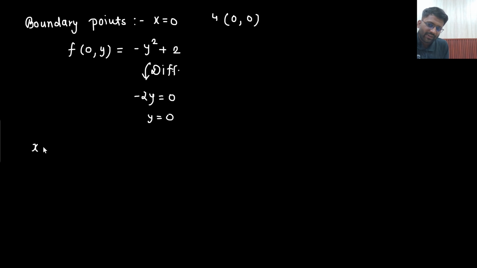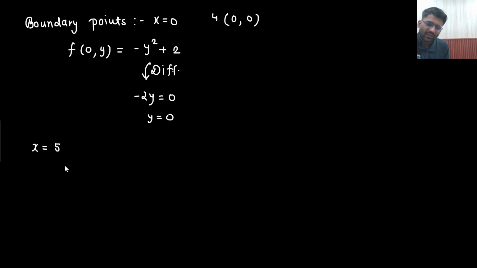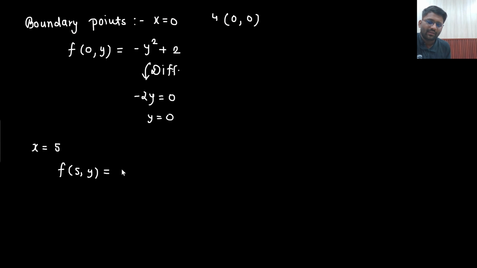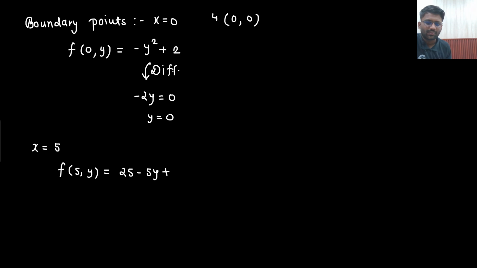Now the other boundary point: I will take x equals to plus 5. This time I will put x equals to plus 5, but keep y as a variable. So 25 minus 5y, plus minus y square minus 30 plus 2.